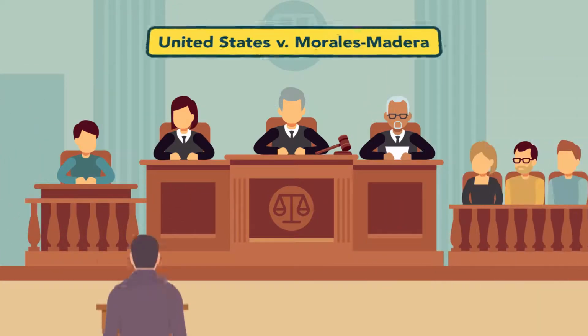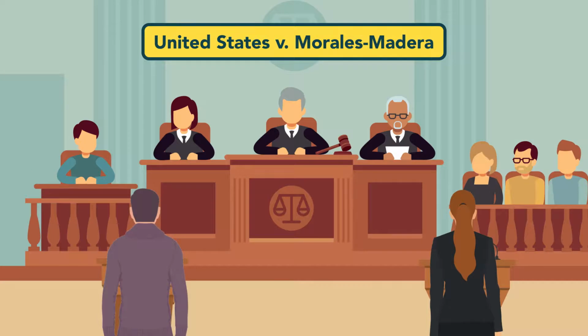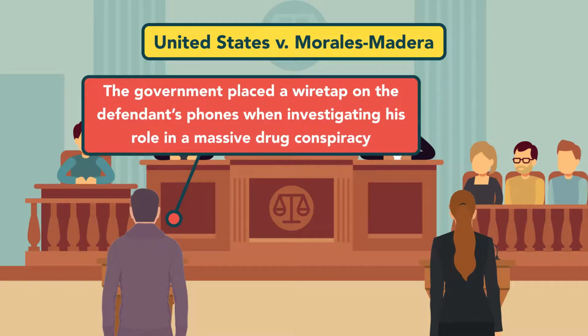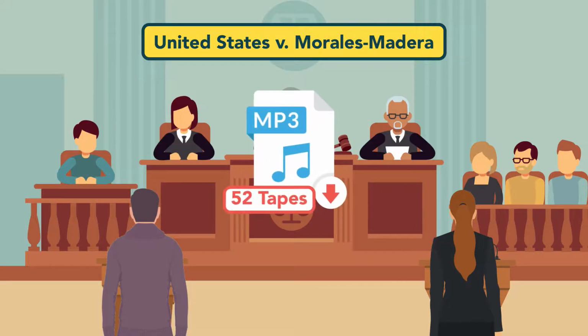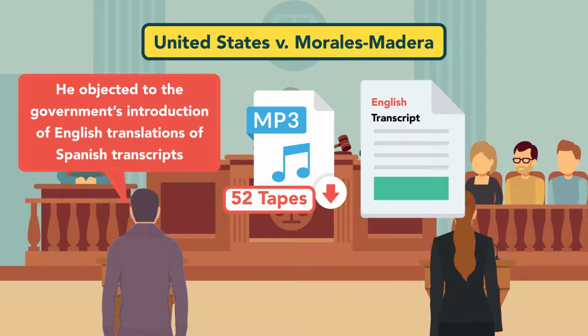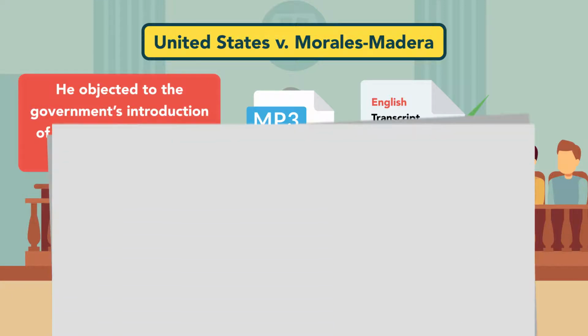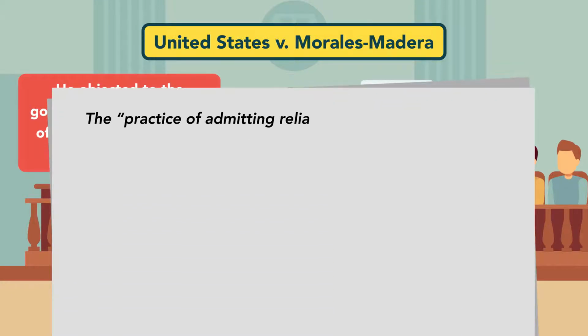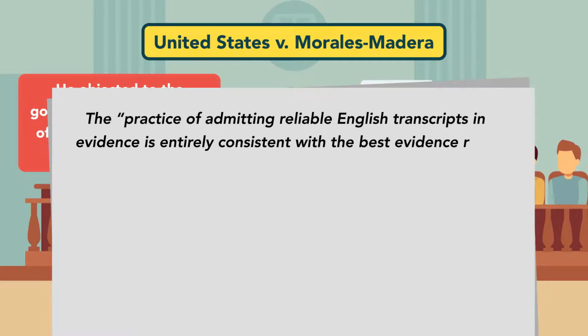In the 2003 case, United States v. Morales-Madera, the government placed a wiretap on the defendant's phones when investigating his role in a massive drug conspiracy. The government compiled a total of 52 tapes. The defendant objected to the government's introduction of the English translation of the Spanish transcript, but the court allowed them. It reasoned that the practice of admitting reliable English transcripts in evidence is entirely consistent with the best evidence rule.